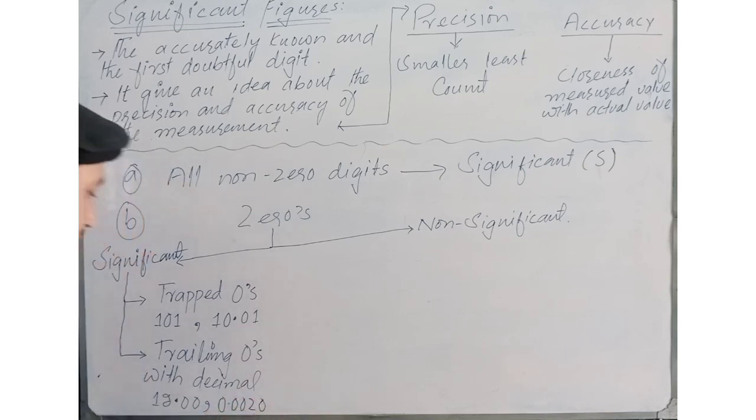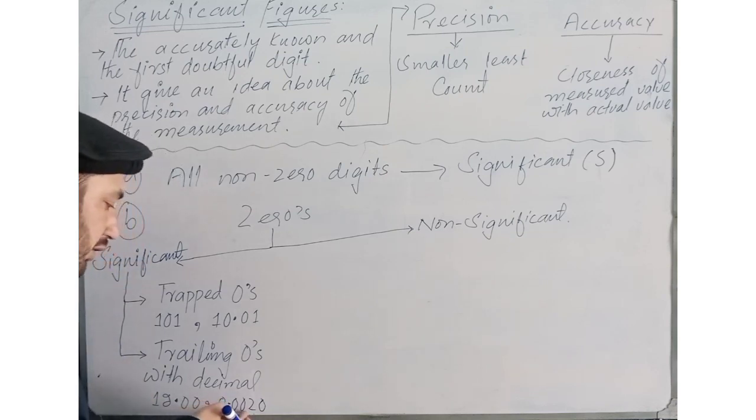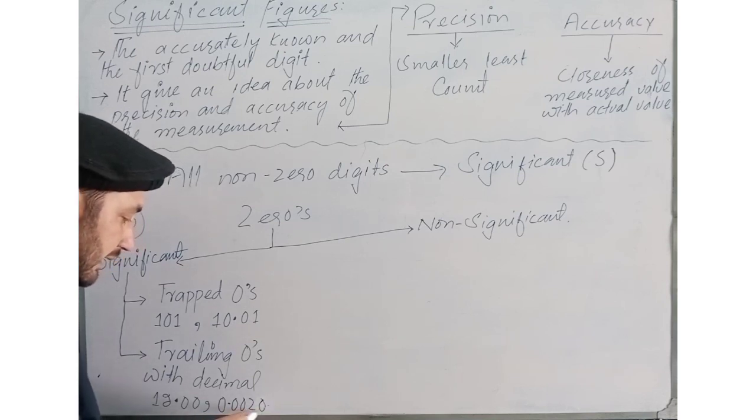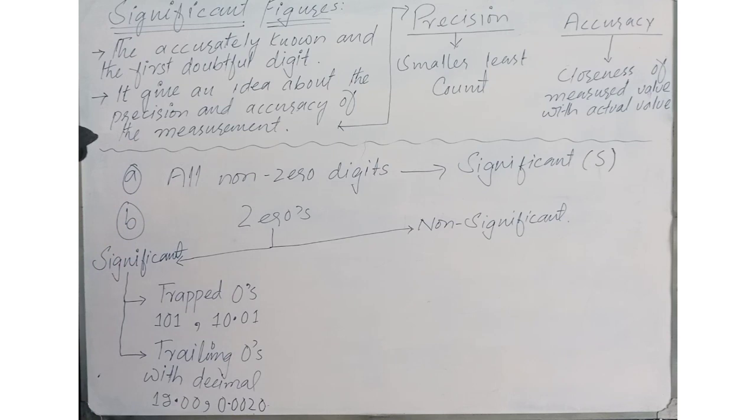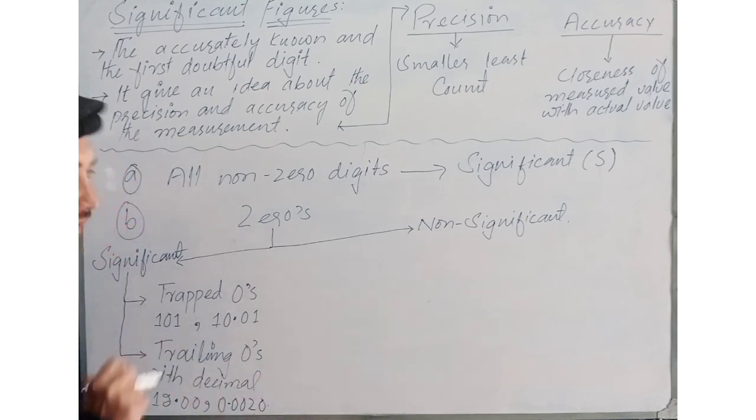0.0020. Now here you can see we have a decimal point, but these two zeros are not trailing, they are leading ones, right? But what about this last one? It is a trailing zero after a non-zero digit, and we have a decimal point in this value, so this would be significant. So here we have two significant figures. Now what about leading zeros?